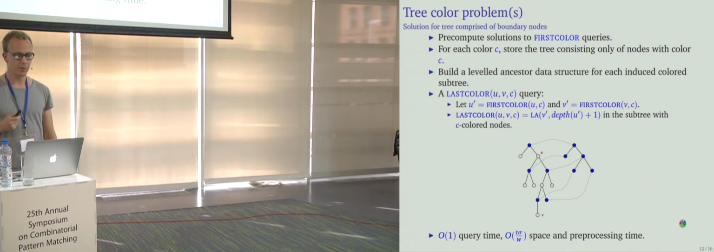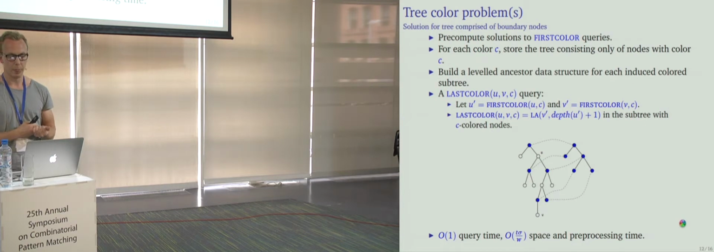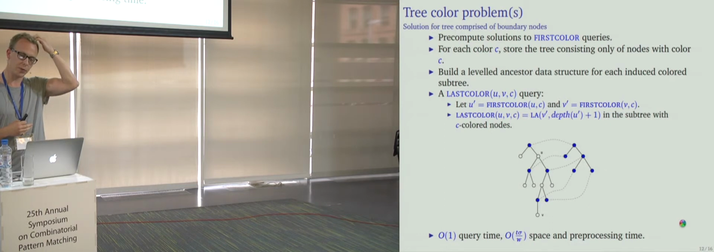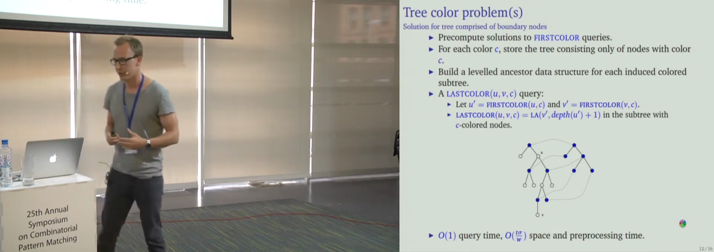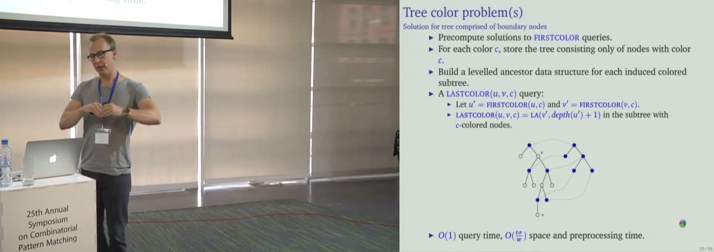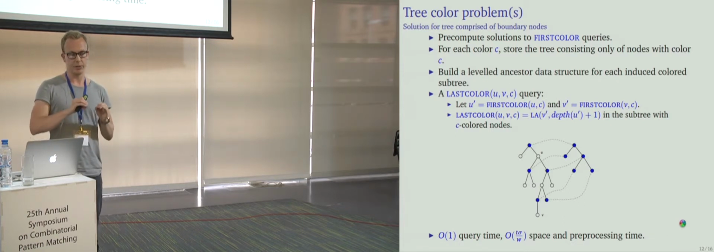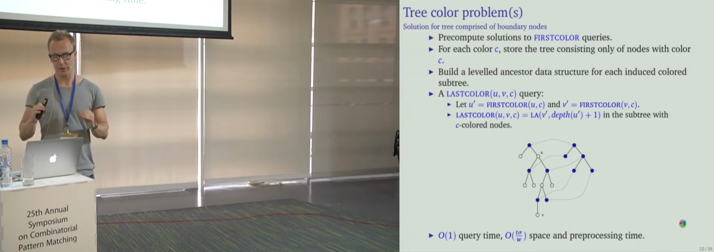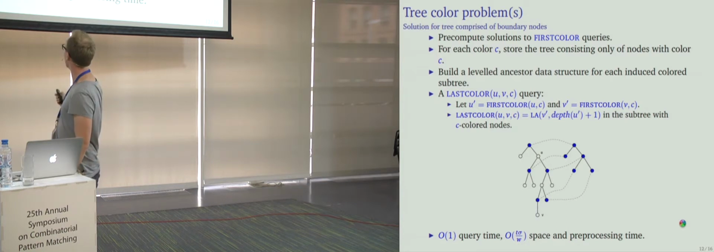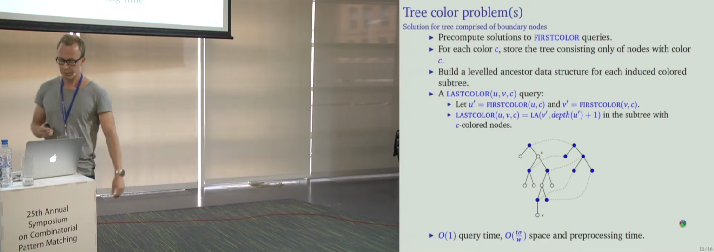The solution for the tree that is comprised of boundary nodes is an extension of the straightforward solution that I told you about before. But we need to do a little bit more work to be able to support last colored ancestor queries. So what we do is that for each color in the tree, we make a subtree that is obtained by deleting the nodes that do not have that color. So for instance, in this example, we delete all the nodes that are not blue.